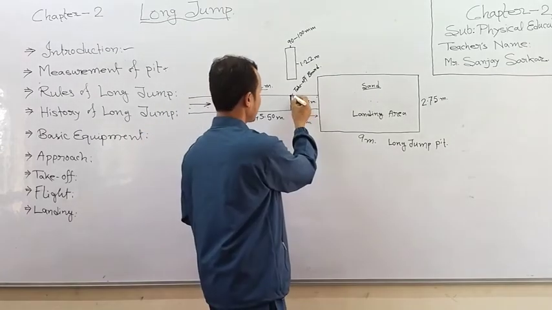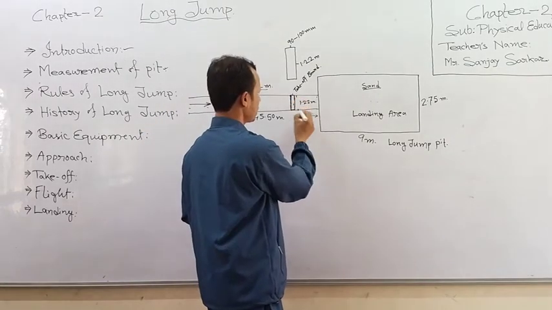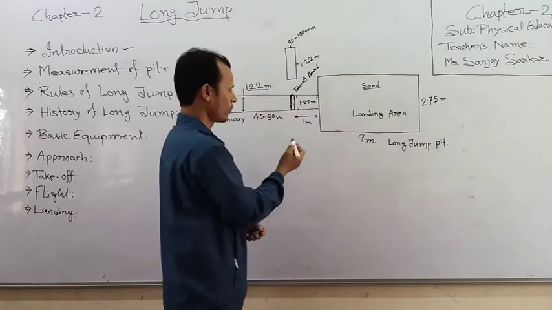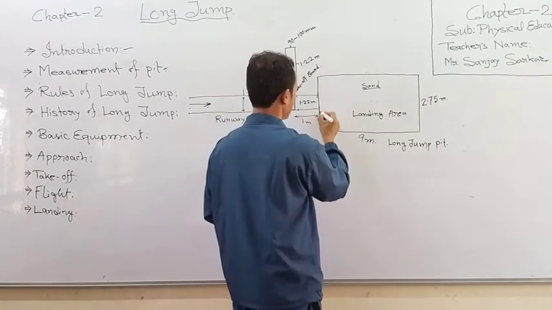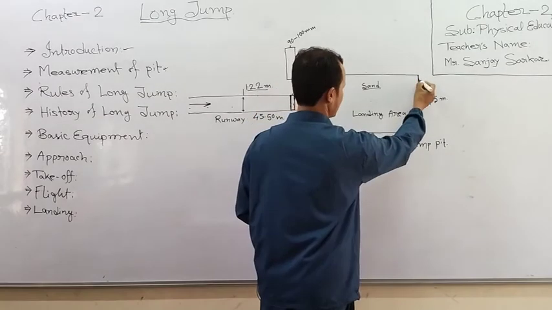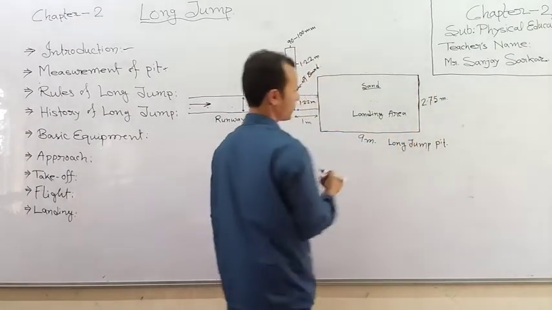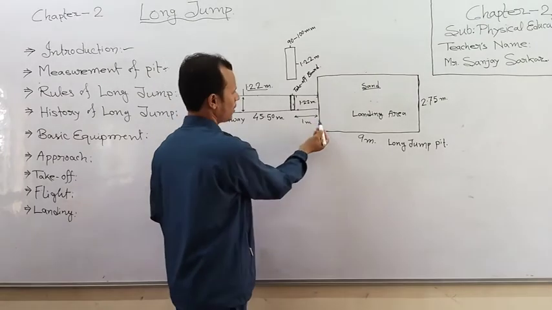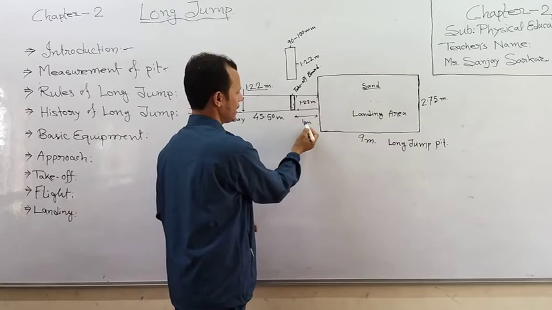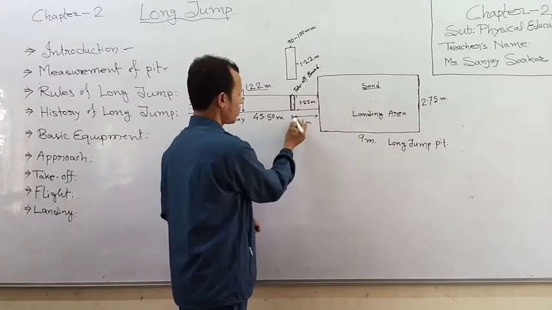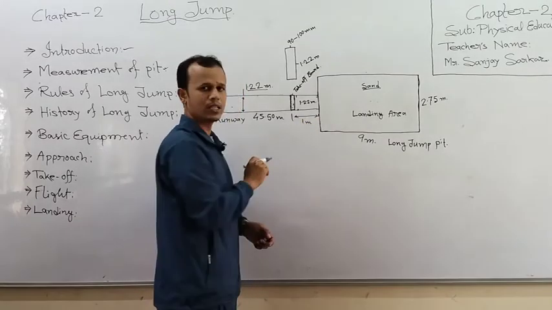Now the takeoff board is placed 1 meter away from the landing pit. This is the landing area, from here to here. From the landing pit, the takeoff distance is 1 meter. From here to here, the distance is 1 meter.